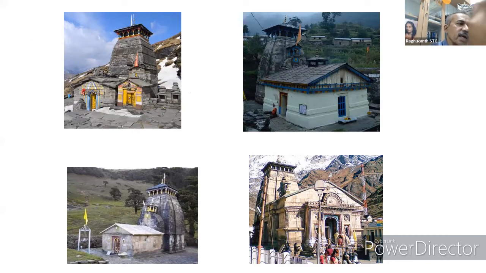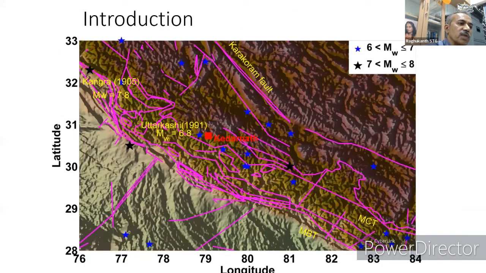So the architecture is the same. If you go to Ukhimath temples, Uttarkashi, and other temples, you can see the same type of architecture, something they call the Nagara type of architecture, which is widely used in North India, essentially in Uttarakhand. This is our Kedarnath temple itself. And as I already mentioned, this temple is located in the Himalayas. All these pink lines are faults. So there you can have huge earthquakes of magnitude 8. There was the 1991 Uttarkashi earthquake of 6.8.